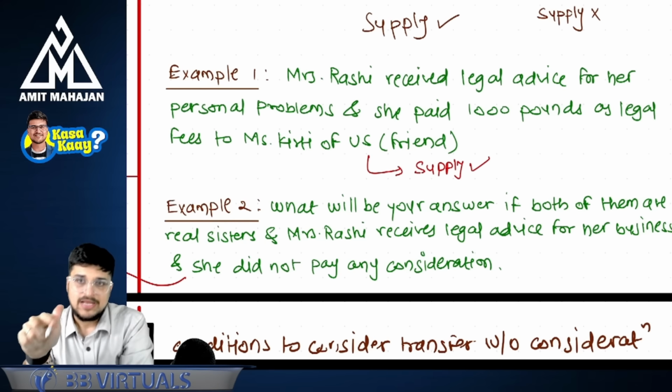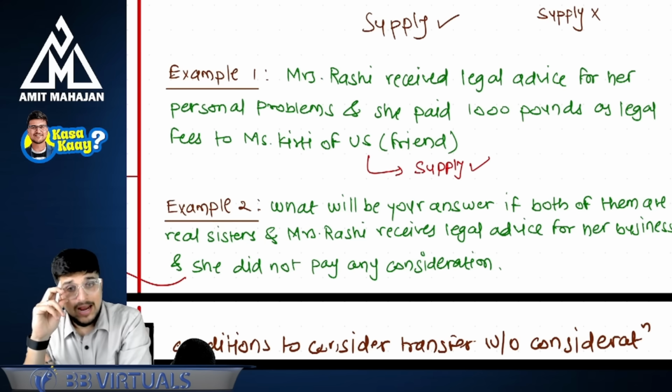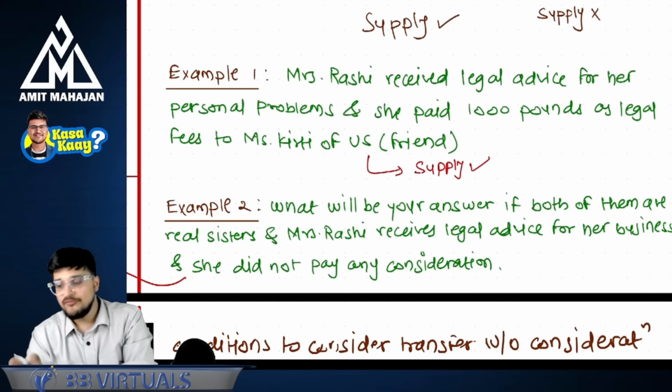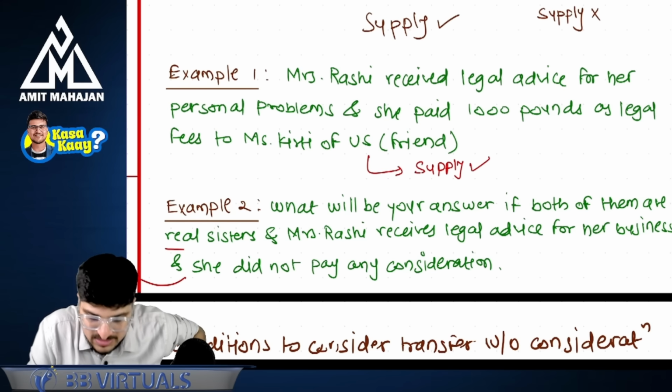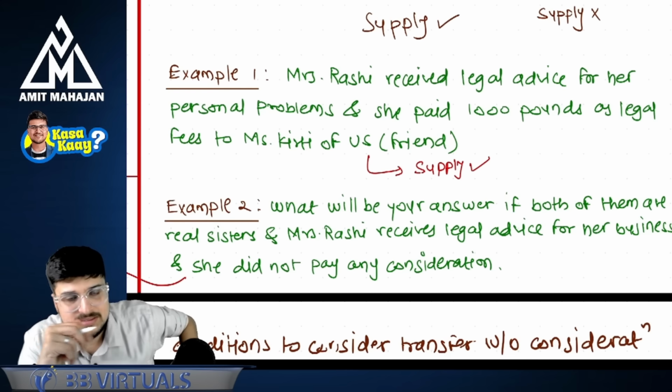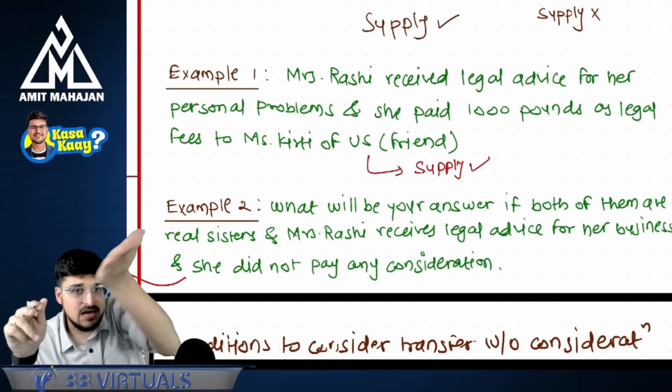What will be your answer if both of them are real sisters and Mrs. Rashi receives legal advice for her business and she did not pay any consideration? Whenever again you see any question related to importation of service, you first focus on the chart. Is it with consideration? No. Is it without consideration? Yes. If it is without consideration, the next question we should ask is whether that person is my related party or not. Both are real sisters, so they are related parties.